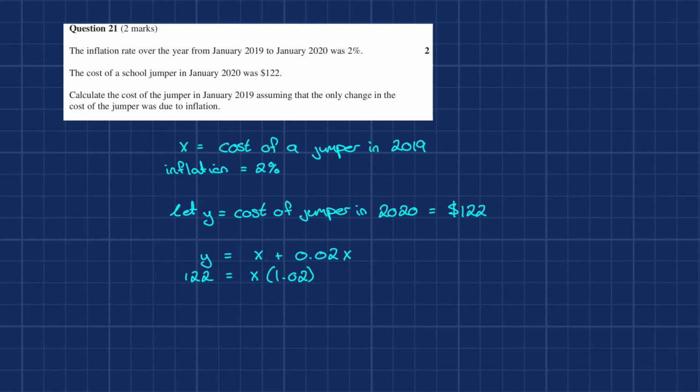Now we simply divide this value across, which gives us x is equal to $122 divided by 1.02, which is $119.607, which of course we want to round to just 2 decimal points because we're dealing with finances, which gives us $119.61.